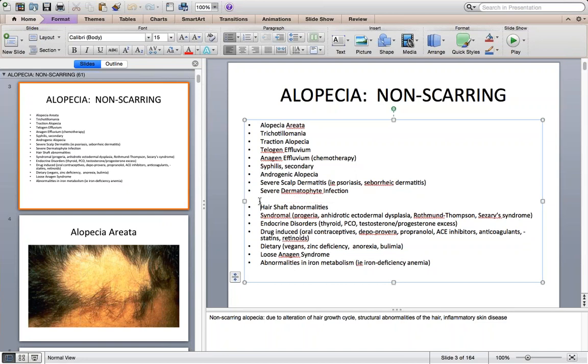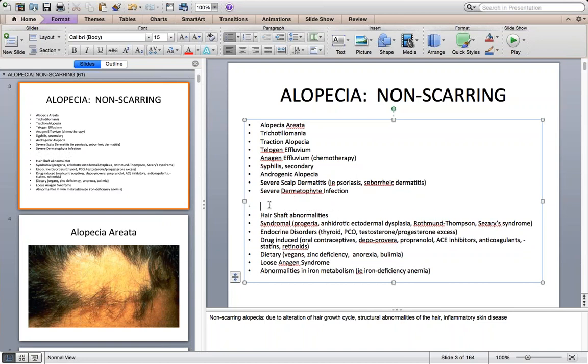So let's just show that there are things we know as hair breakage, which need to be distinguished from the true alopecias. So keep that in mind. If you see hair breakage, it's hair breakage. It's not alopecia. And there are different conditions that cause that. So we're going to go one by one and discuss these entities.